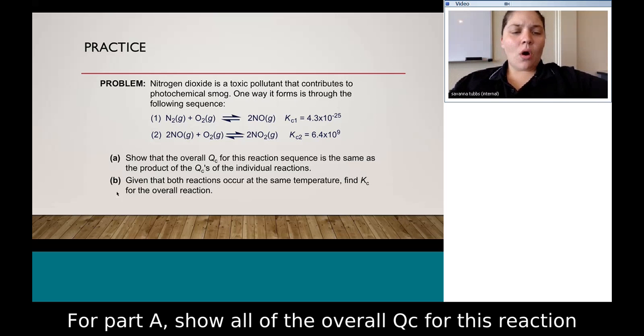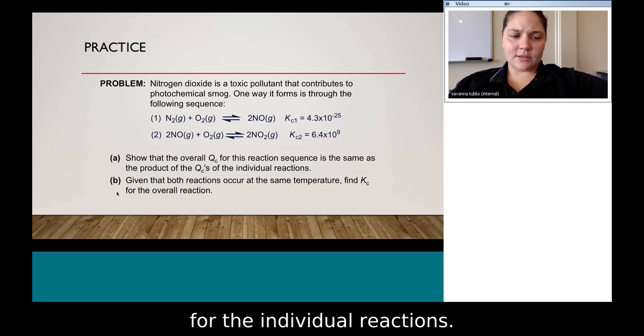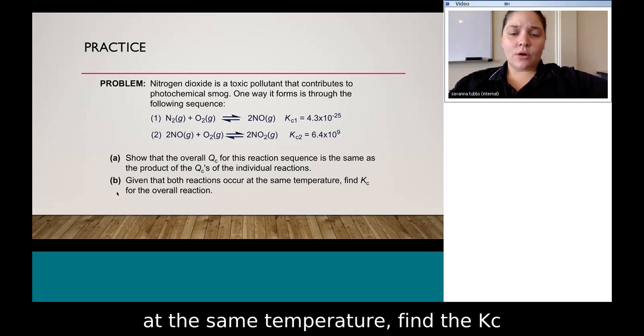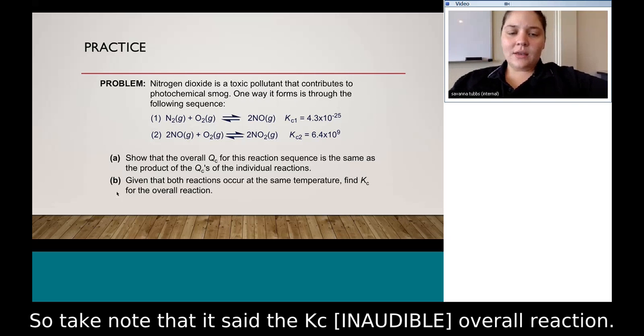For part A, show that the overall Qc for this reaction sequence is the same as the product of the Qcs for the individual reactions. In part B, given that both reactions occur at the same temperature, find the Kc for the overall reaction. So take note that it said the Kc for the overall reaction.